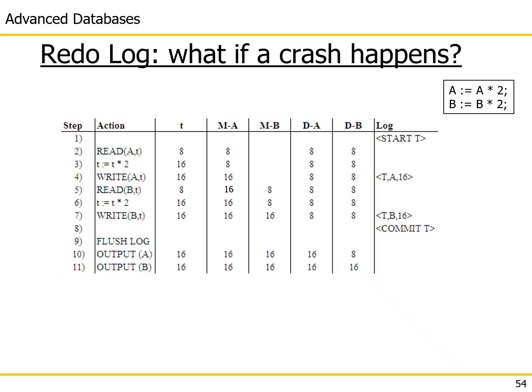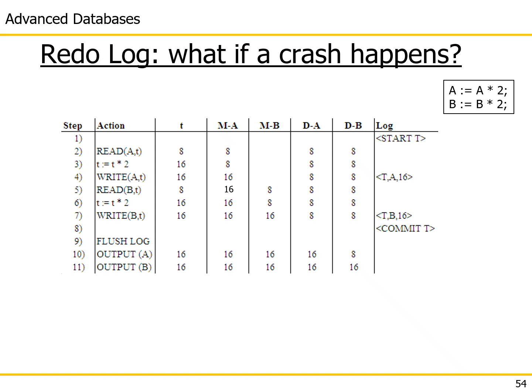Now, what happens after line number 9? This flush log will send the log from memory, which says start T, T A 16, T B 16, and commit T. Now, on disk, A is 8 and B is 8. So the rule for redo logging recovery is as follows. If you see a committed transaction, redo it or execute it, because you have everything that this transaction was supposed to be doing, and you don't know if it actually did it or not, so you're going to redo it anyway.